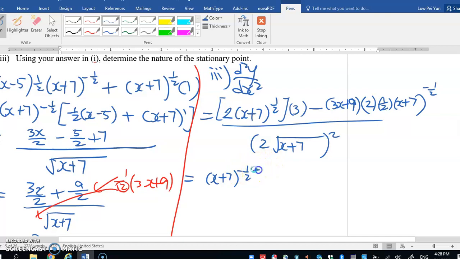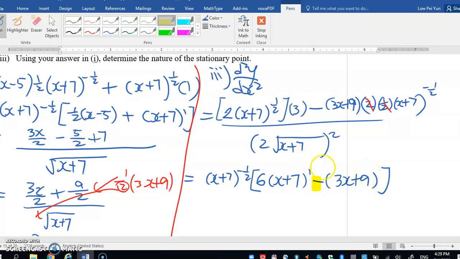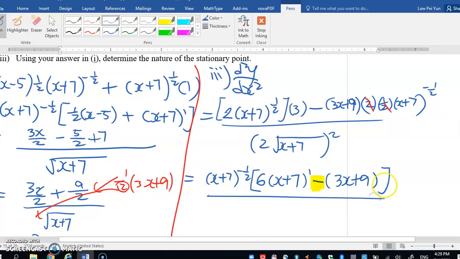So what is left? First part, I have 2 times 3, which is 6, and I need to make sure I have x plus 7 to the power of 1. Minus, good job for us, 2.5 is being cancelled away. So we are going to have, this is factorized out completely, so I have 3x plus 9 left. Now I have to make sure I take good care of this negative sign when I open up the brackets. So now I am going to open up the brackets, and this is what I am going to get.